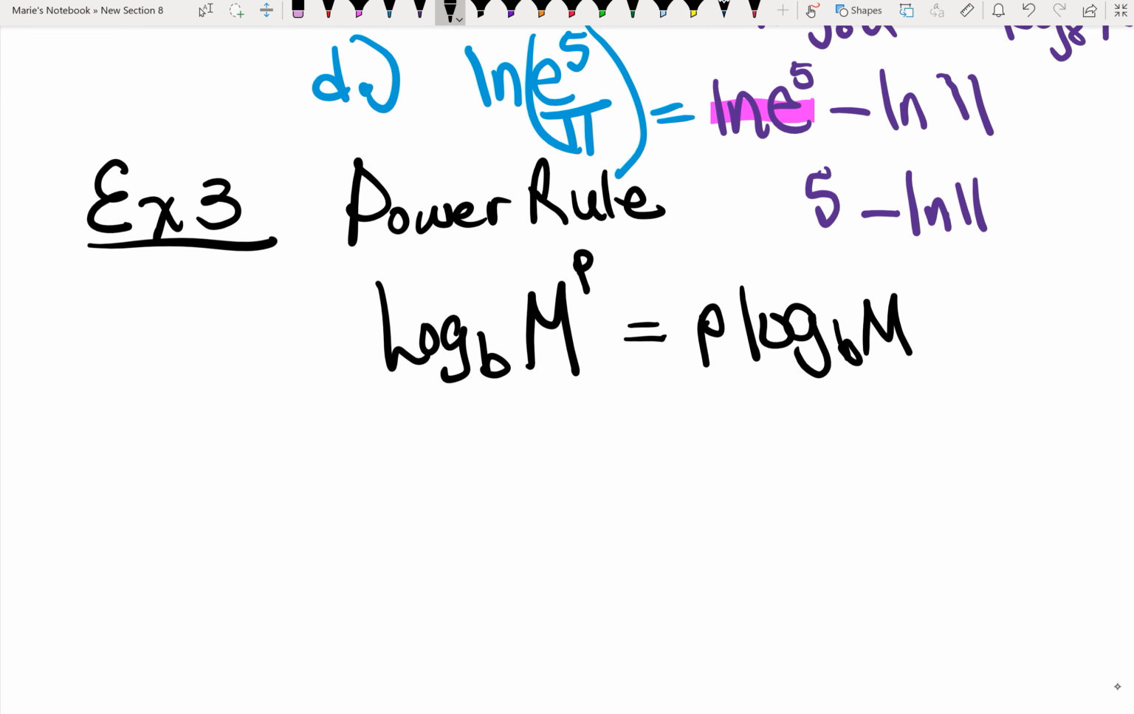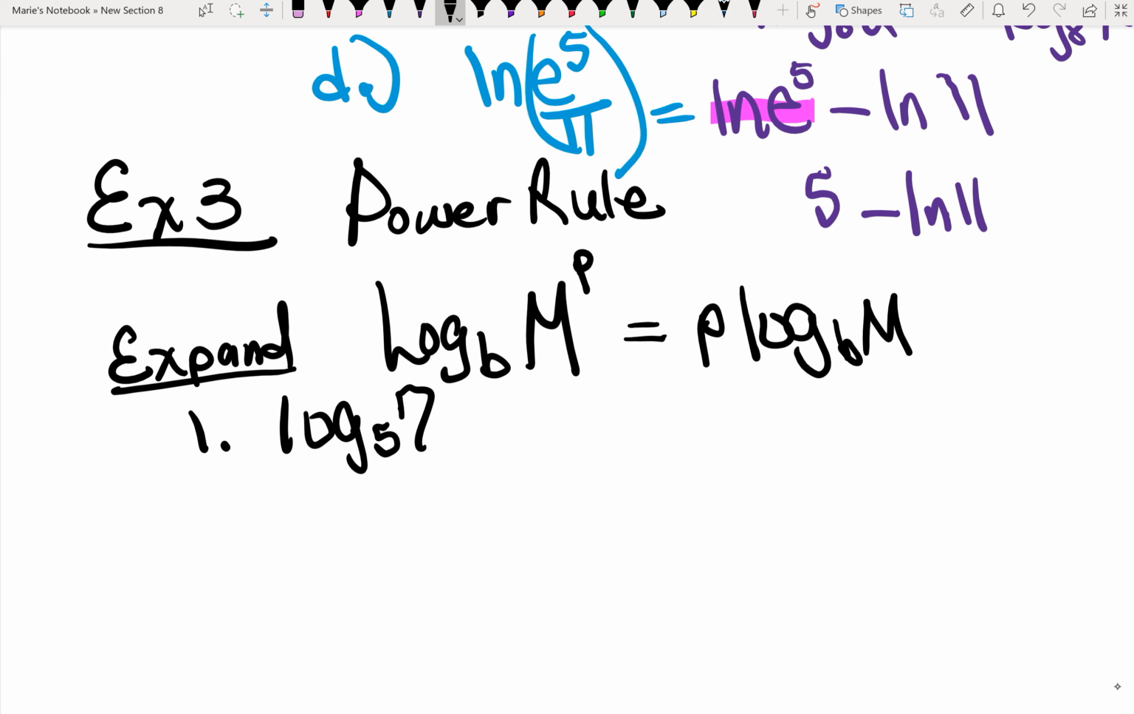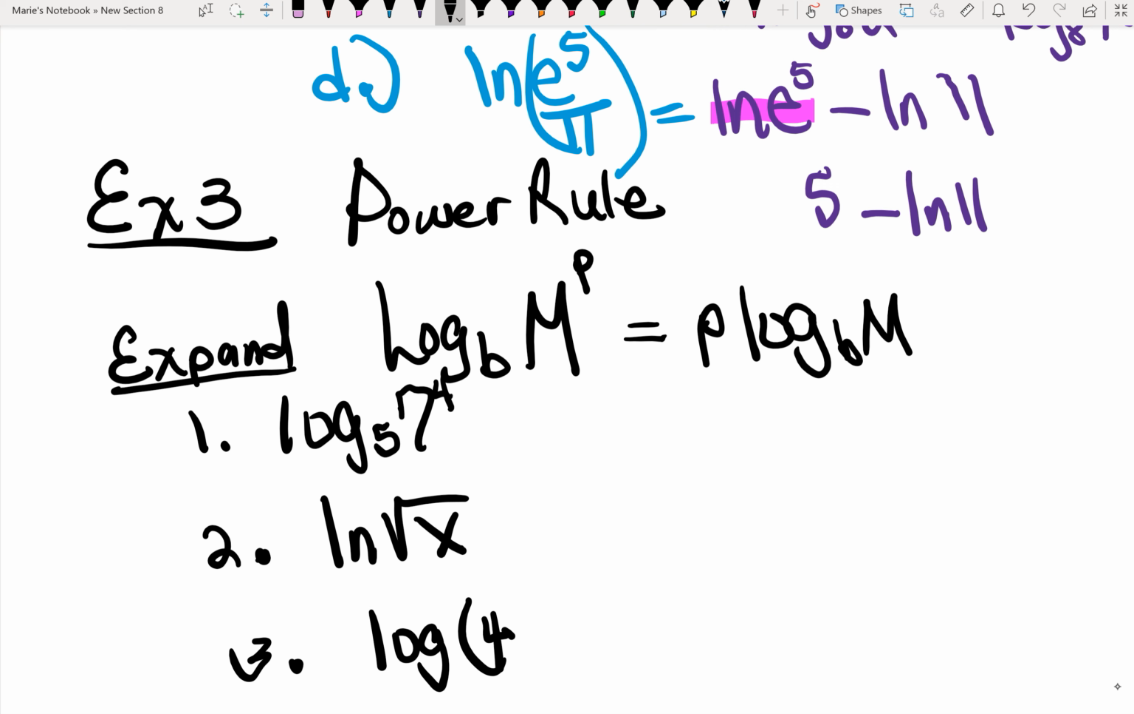All right, so let's look at an example. They want us again to expand. So they're giving us: expand log base 5 of 7 to the 4th. They're asking us in example 2 to expand natural log of the square root of x. And the third example they give us is log of the product 4x to the 5th.